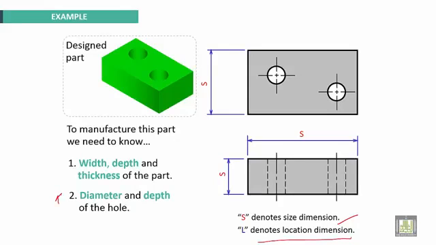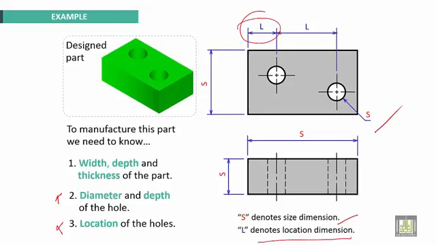Second, the diameter and the depth of the hole. Okay, this is the diameter of the hole. We need to know the location of the holes. This is the location of the hole. Okay.